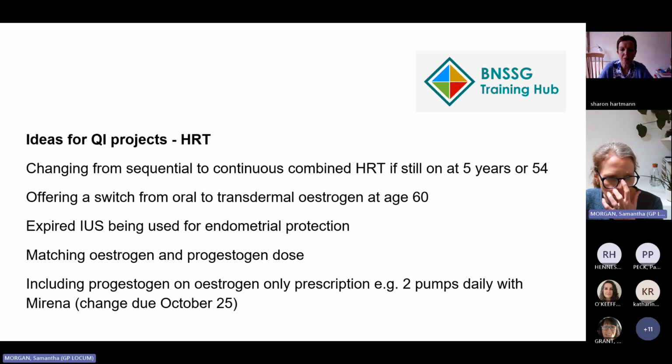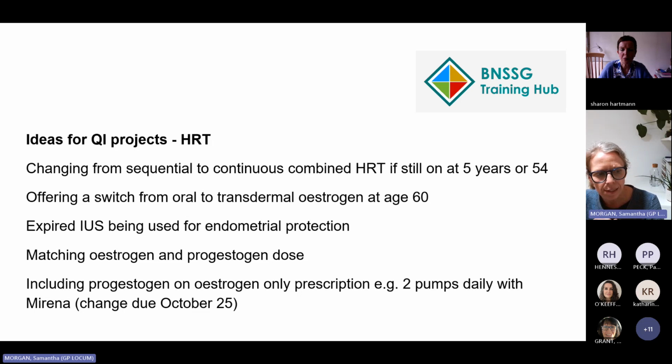And again, we've touched on some of these already, but there's potentially a bit of work for us to think around, particularly with this new guideline that's just come out. So if you're feeling keen or have got some med students working with you, there's a few potential project ideas there for looking at optimizing HRT prescribing in your practice. I think some quite easy ones are finding those sequential HRT that's still going at 54 or that somebody's had for more than 5 years. Thinking about switching from oral HRT at 60, or at least offering a switch, and finding those expired Mirenas, as well as then thinking about matching the doses as we've talked about.